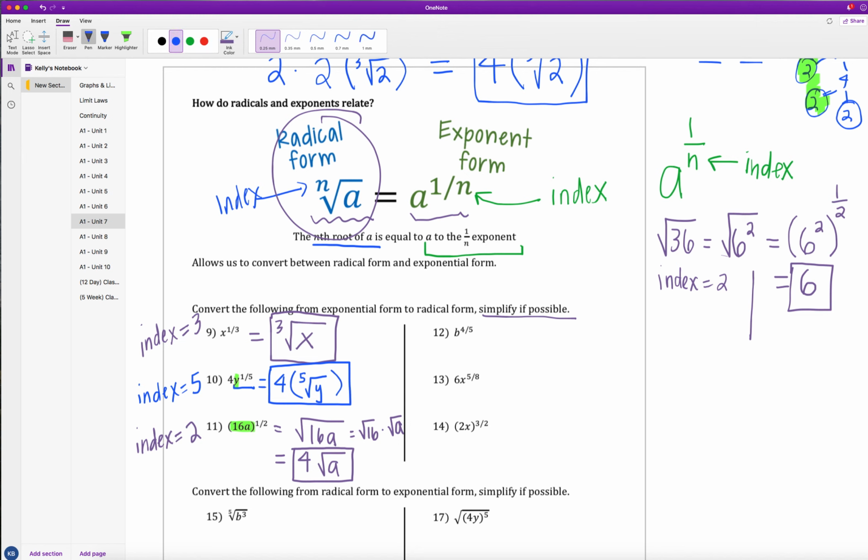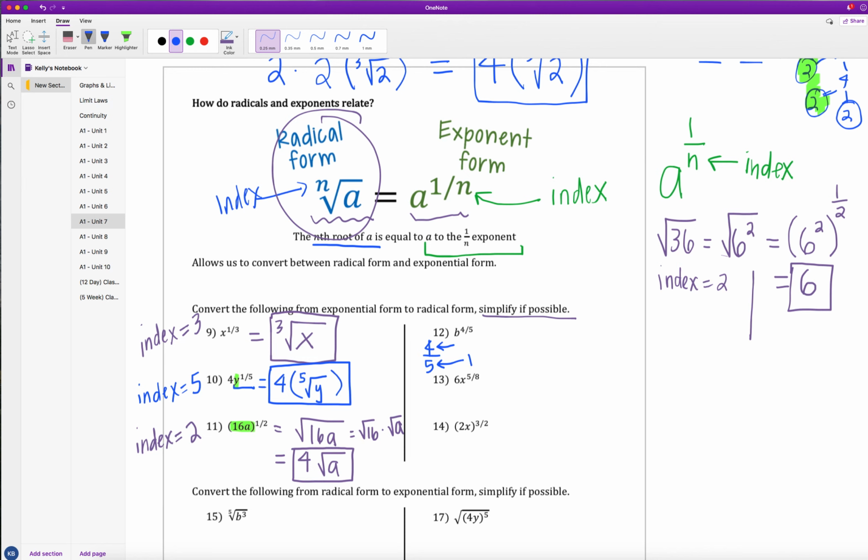Okay, let's look at example 12. So example 12 looks a little funky. We have b to the 4/5 power. So I'm going to rewrite this as 4 over 5, and let's look at each one of these pieces because they each mean something different. So one of these is going to be the index, and one of these is going to be the power that I'll have on my base. Which one do you guys think is the index?